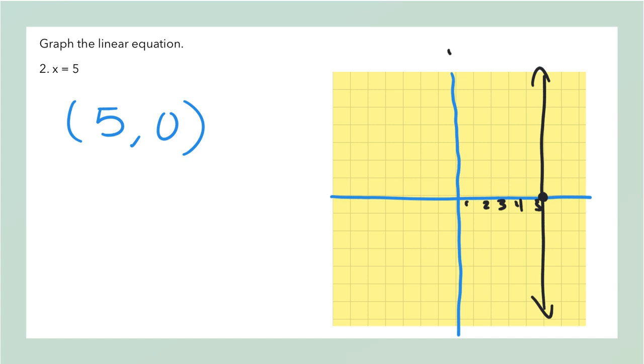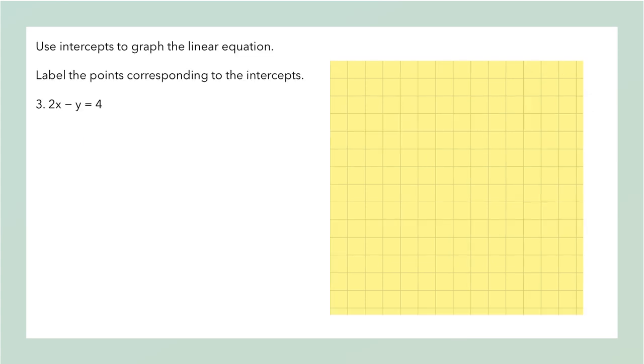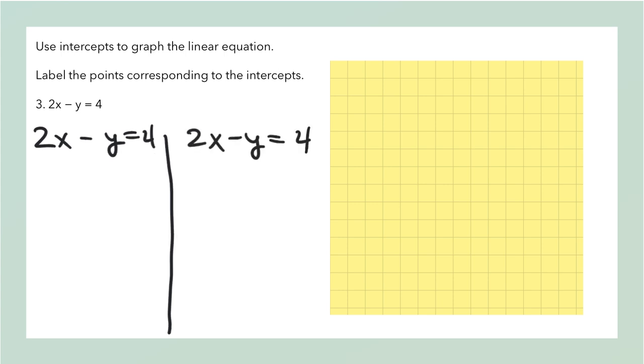Remember, this is y and this is x. Now it says label the points corresponding to the intercept. So the first thing I want you to do is draw a line, so that you remember you need to do two different equations. Draw a line right in the middle and rewrite the equation twice, so that I know I need to have two different ordered pairs.